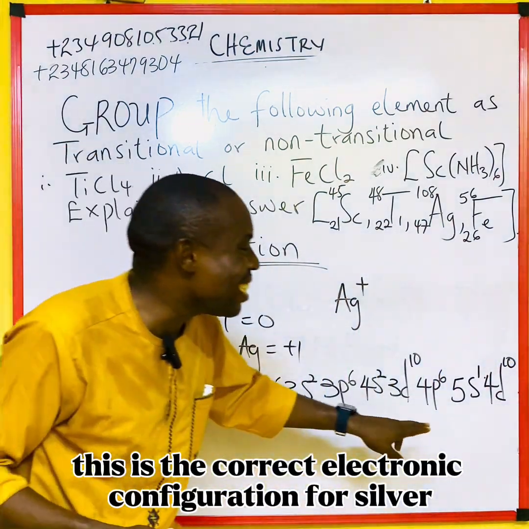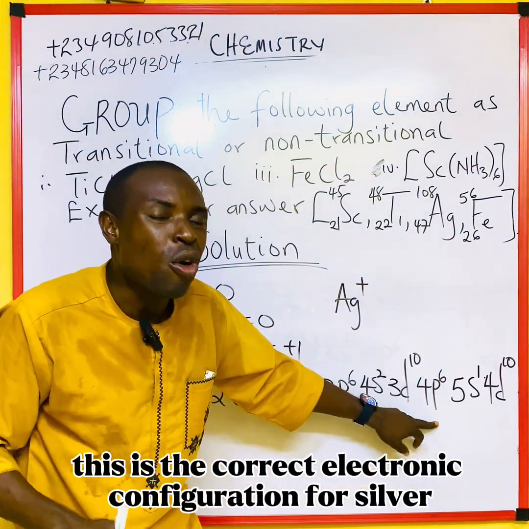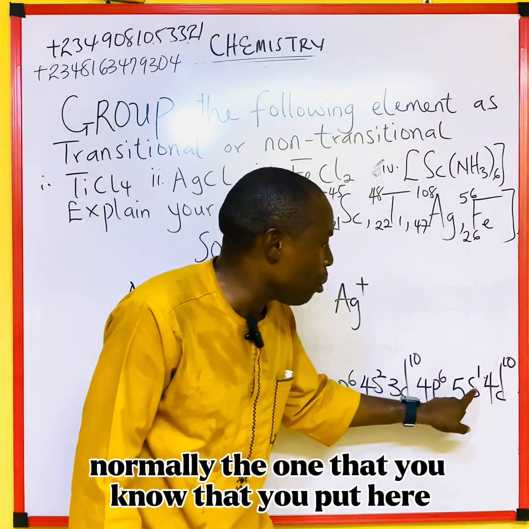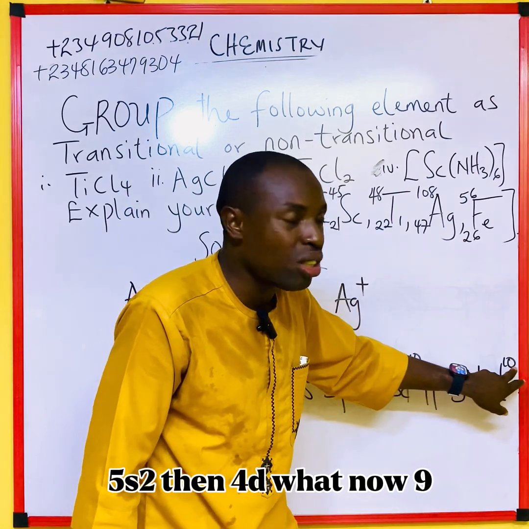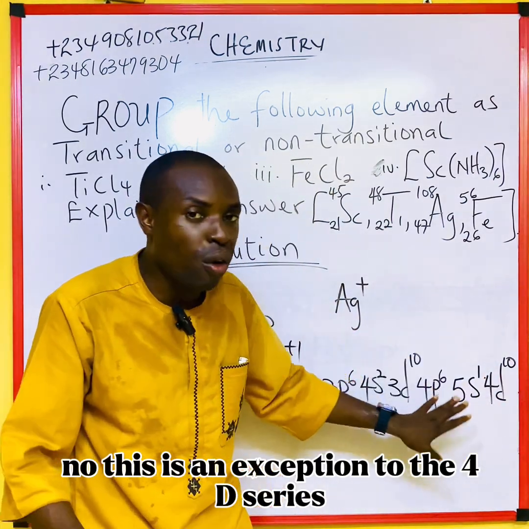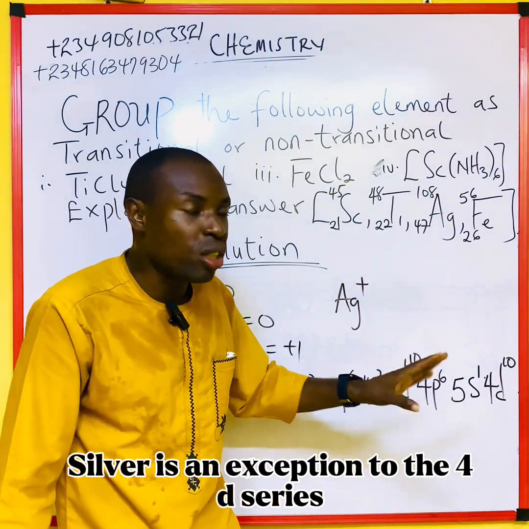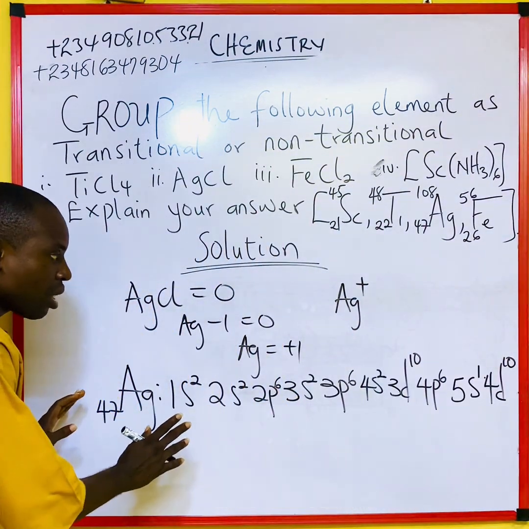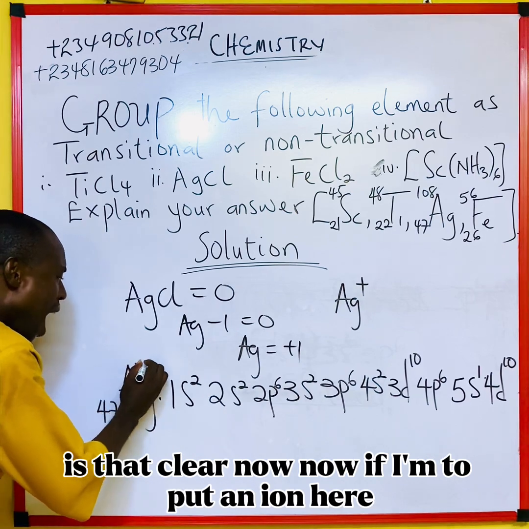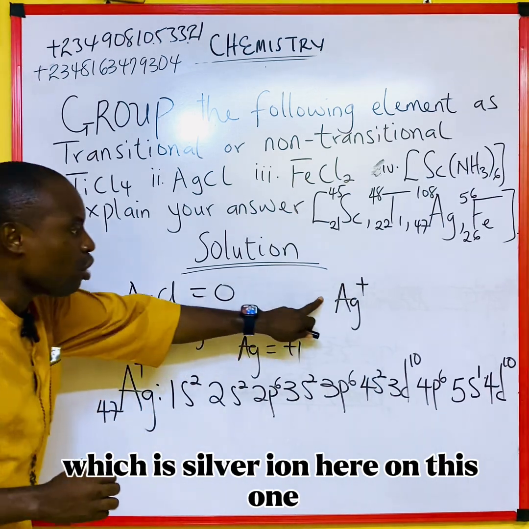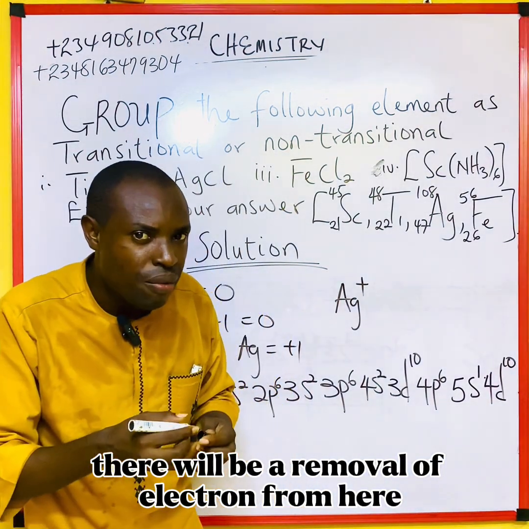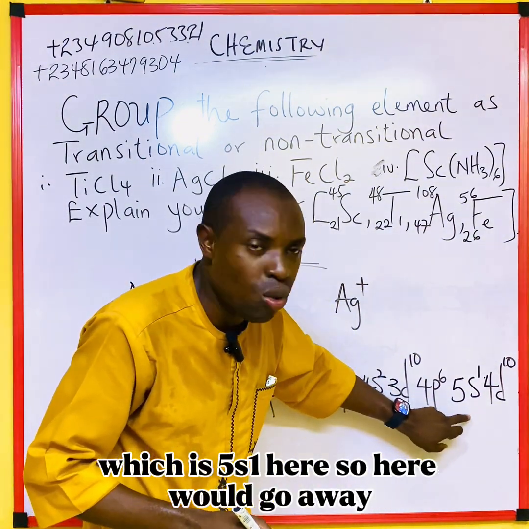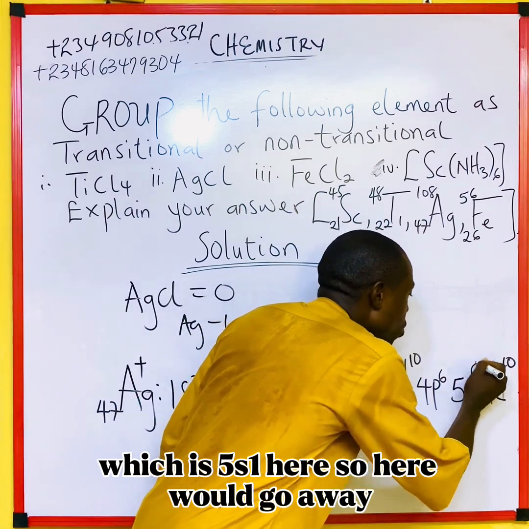This is the correct electronic configuration for silver. Silver is an exception. Normally, the one that you know, you put here 5s2, then 4d what now? 9. No, this is an exception to the 4d series. Silver is an exception to the 4d series, whereby there will be 5s1 and 4d10. This is in their free state. Is that clear now? Now, if I'm to put an ion here, which is silver ion, there will be a removal of electron from the highest energy level here, which is 5s1 here. So here would go away.